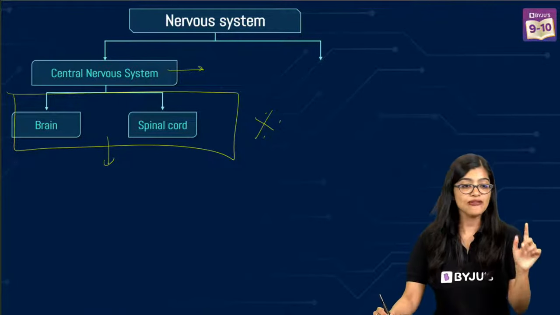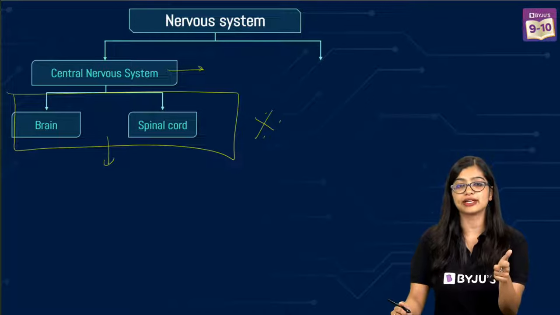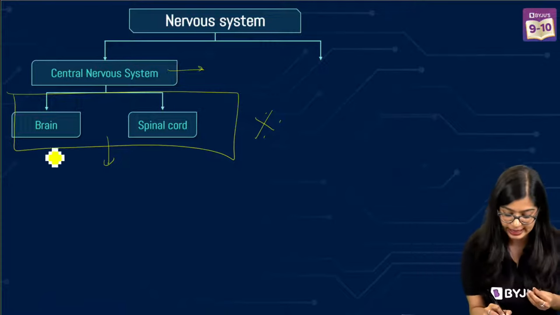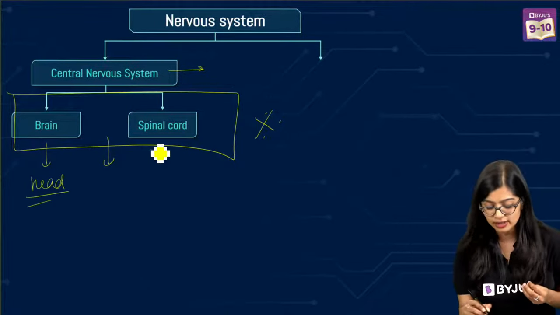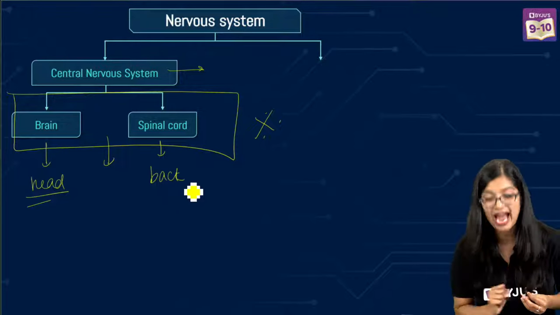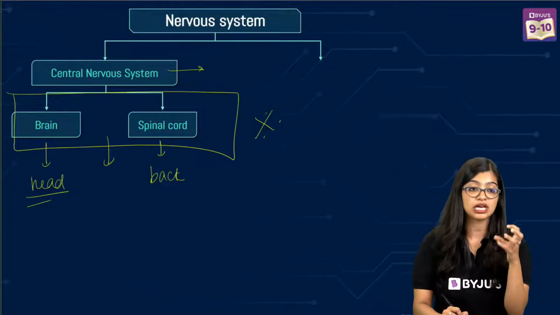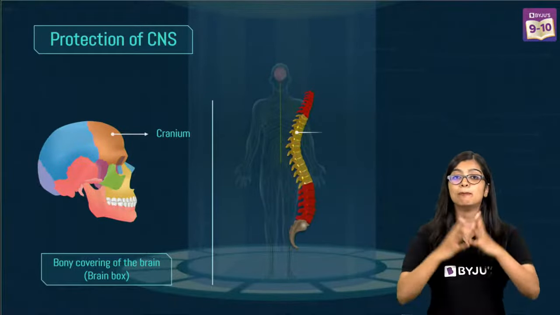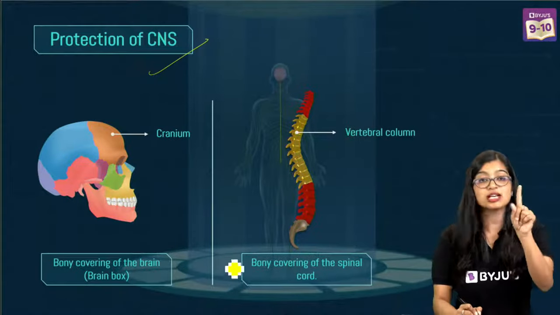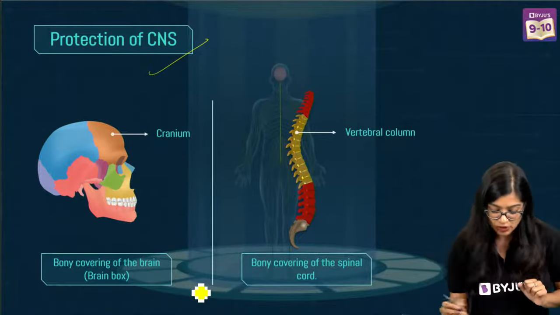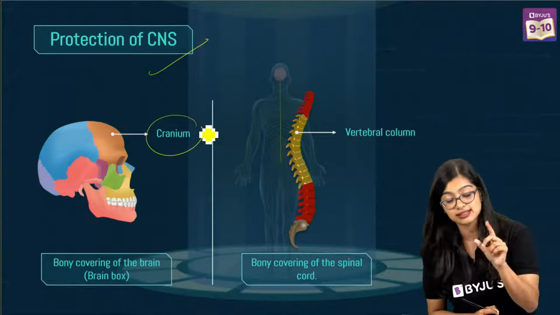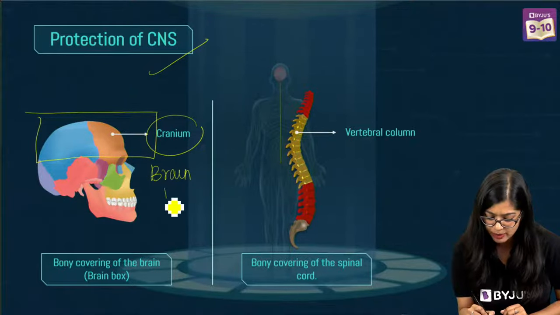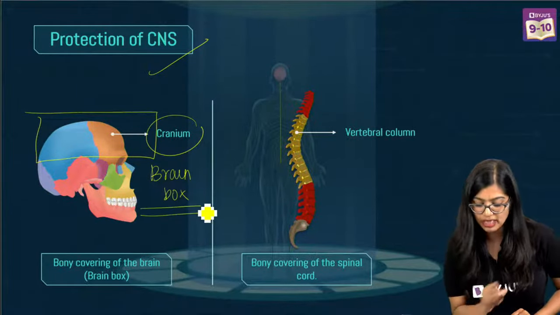Now, when we talk about the brain and the spinal cord, we need to first talk about their location. The brain is present in the head region, and like I told you, the spinal cord is in the back region. Because they are such important organs, they are protected by a bony encasing. First, we will talk about how they are protected. The brain is protected inside the skull in a region known as the cranium, which we also call the brain box.